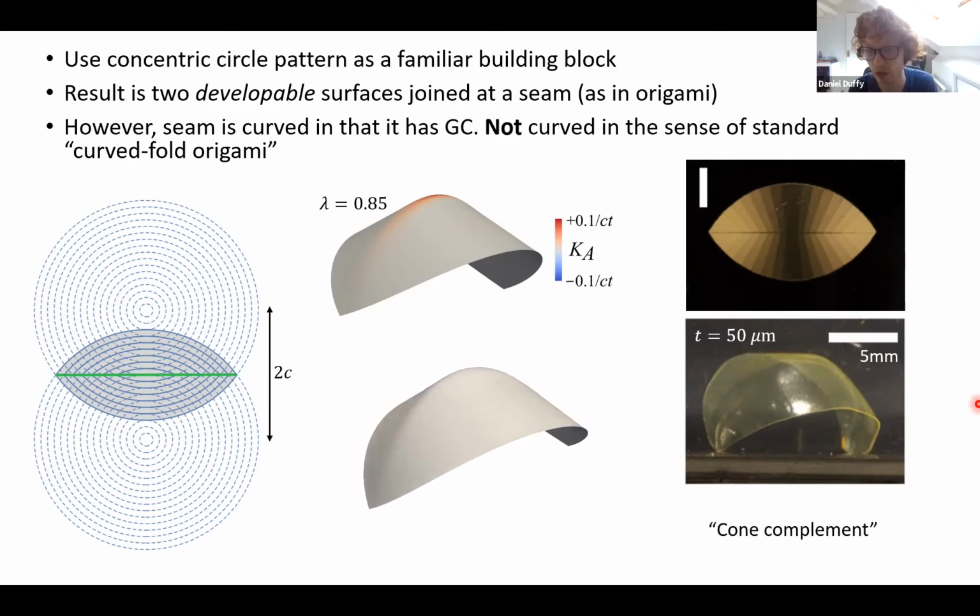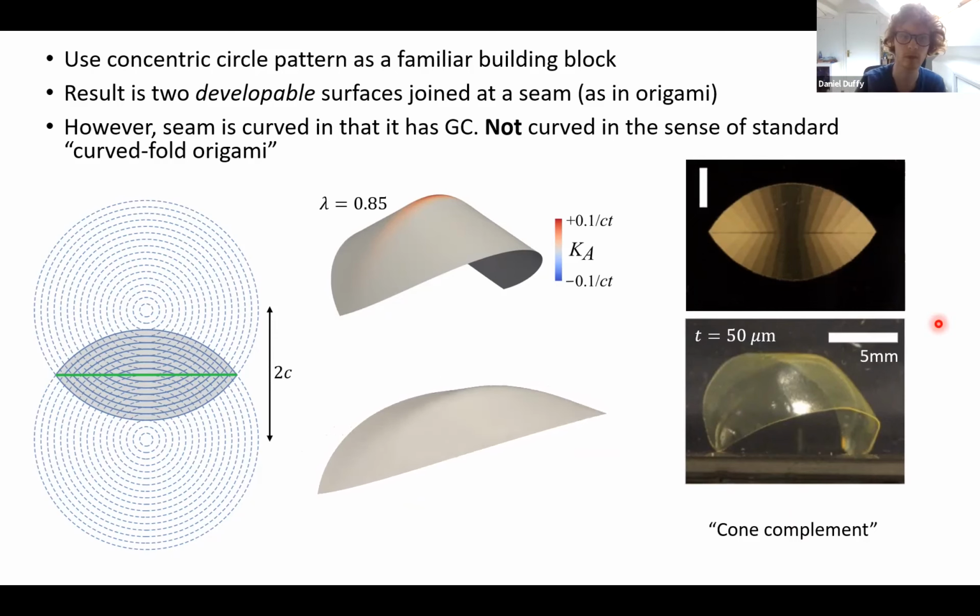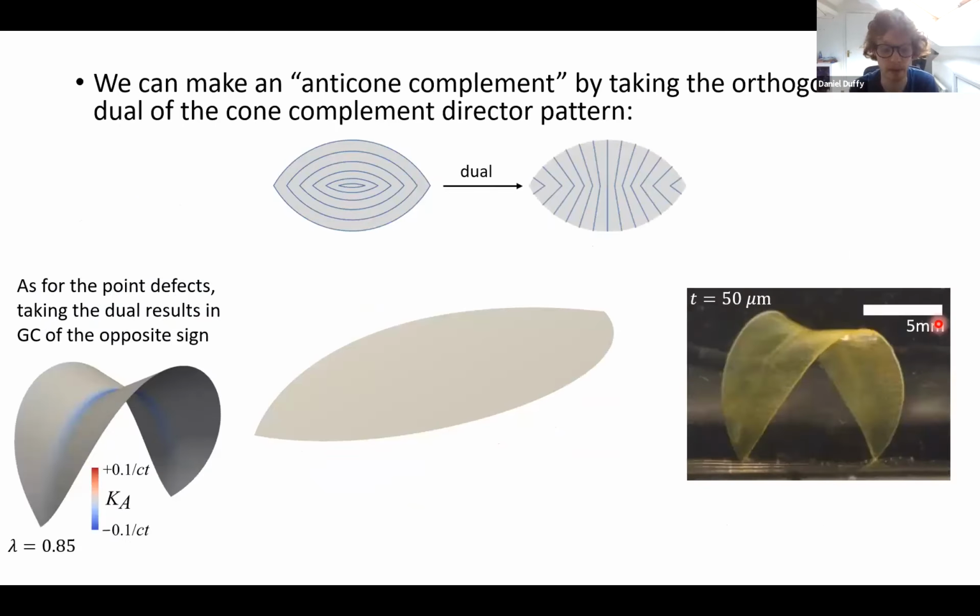And we call this a cone complement. I should just mention as well, the colors here are a proxy for the director angle, so it's just illustrating the pattern. And we can also take the dual of this, a bit like we did for the defect patterns.